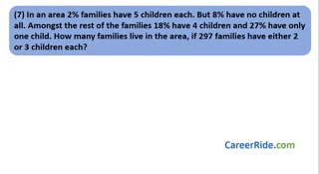Question number 7. In an area, 2% families have 5 children each, but 8% have no children at all. Amongst the rest of the families, 18% have 4 children and 27% have only 1 child. How many families live in the area if 297 families have either 2 or 3 children each?